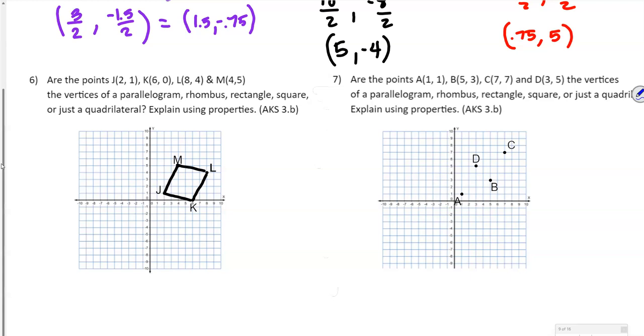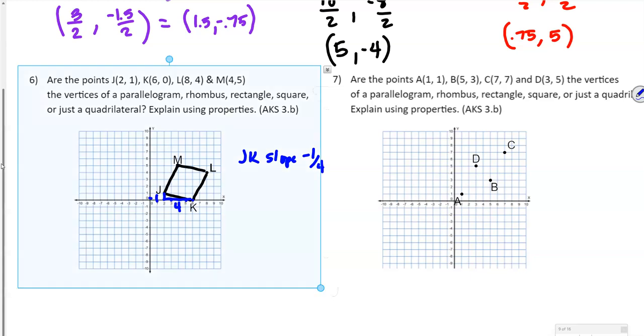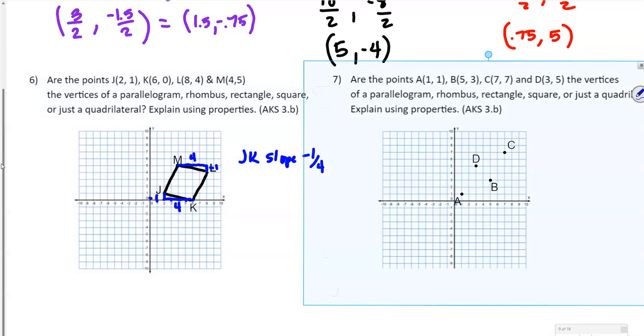So let's just look at JK. We can see it's falling. So that's a negative 1 right there over 1, 2, 3, 4. So that's negative 1, 4. So JK's slope is a negative 1 over 4, right? That means, let's look at ML just to make sure. Because this one also is going down 1, right? Down 1 and over 4. So those would be equal, right? So that would also be ML slope, okay?